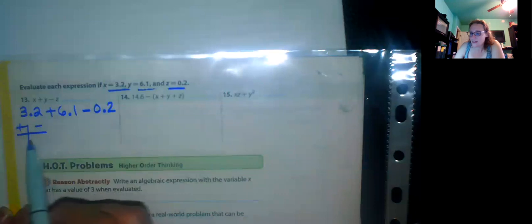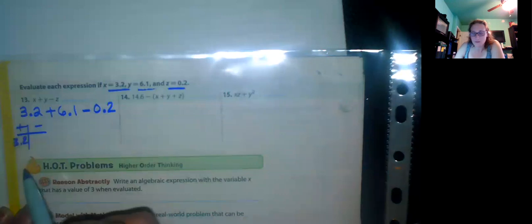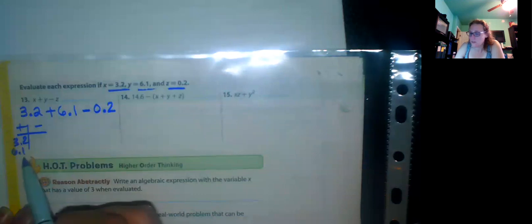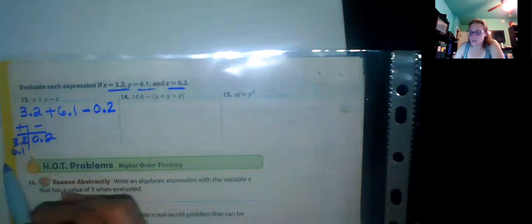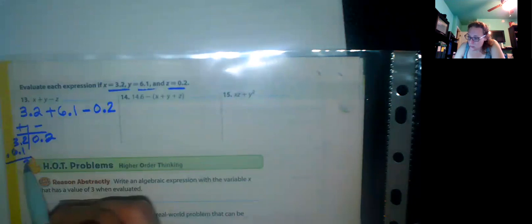So again, you have this time X, Y, and Z that we're dealing with. So plug it in. So X is 3.2 plus Y is 6.1 minus Z is 0.2. Now, you can put this in a T-chart or you can take it step by step. It really is up to you. I'm going to use a T-chart just so we can see it. So 3.2 is positive, 6.1 is positive, but 0.2 is negative. Because we have 2 things on the same side, we're going to add those first.